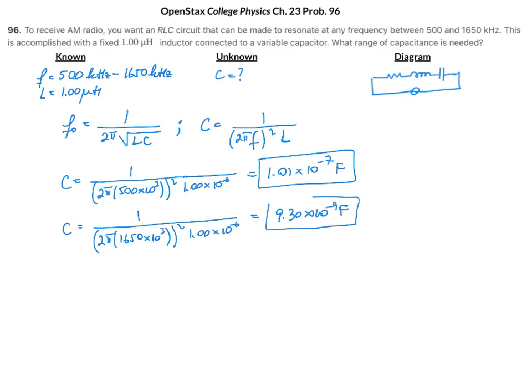So that means that the capacitance range for which this particular radio can get that station is between 9.3 times 10 to the negative 9 farads and 1.01 times 10 to the negative 7 farads.